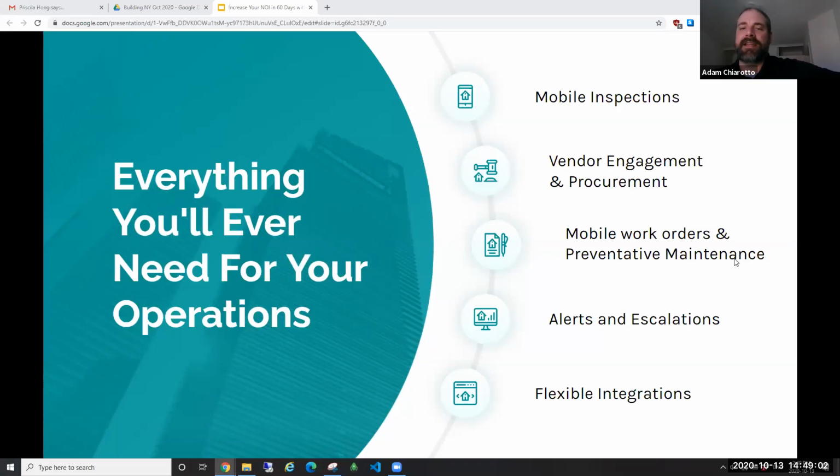You don't have to deal with any of those things. All happen automatically within the app. We've also got our vendor engagement and procurement module. Now, this is your opportunity to essentially engage with your vendors electronically.